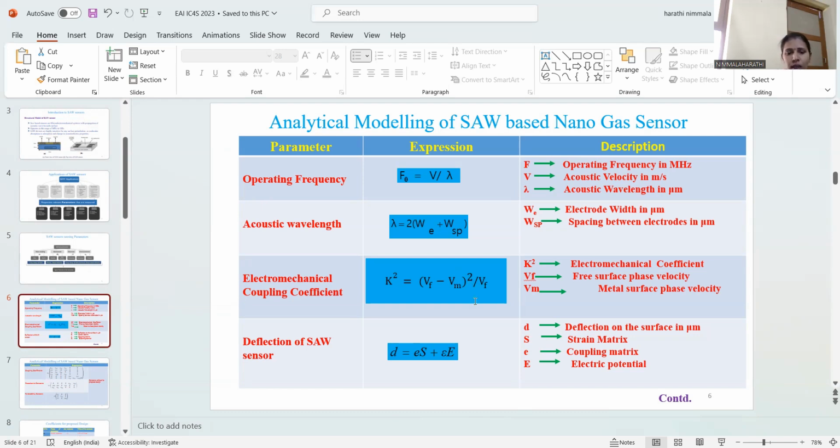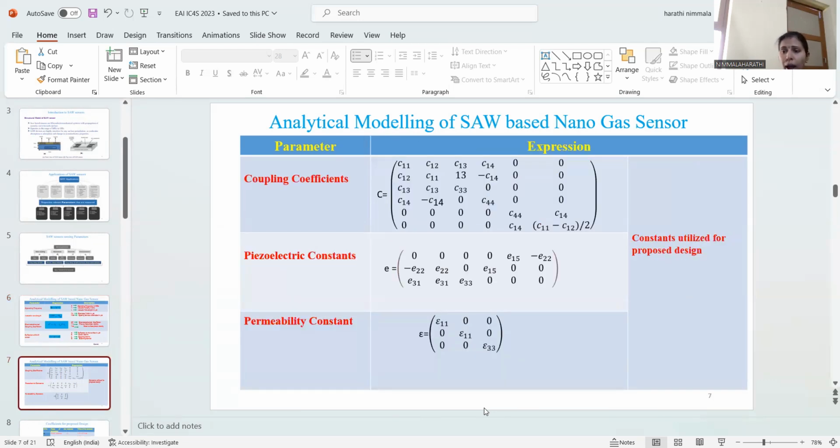And over the surface, we are dealing with the deflection of the sensor. This deflection is expressed with D here, and D is a function of the strain matrix of a particular piezoelectric material, the coupling matrix of the piezoelectric material, and also the electric potential existing over the sensing layer. Now, when we come to the amplitude or the frequency generated for this designed sensor, we need to concentrate on the coupling coefficient, the piezoelectric coefficient, and the permeability constants.